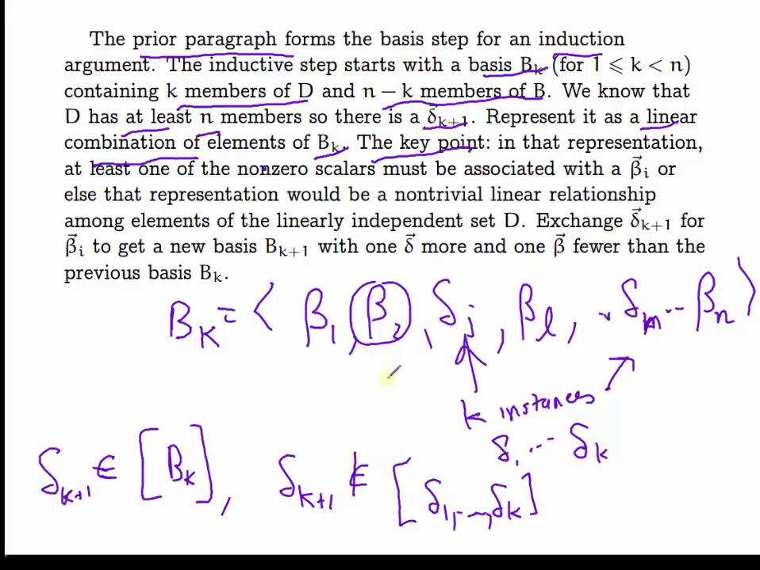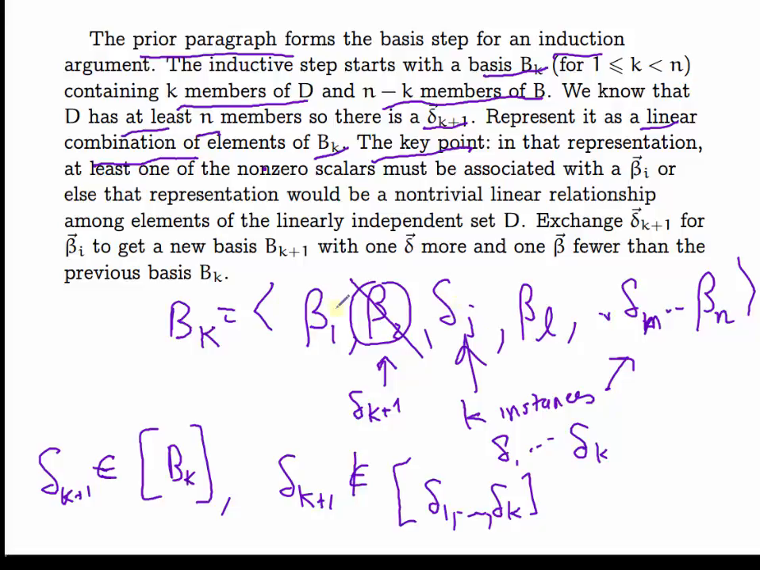As soon as I have a non-zero coefficient of one of the betas here, I can replace this beta with delta k plus 1 by the exchange lemma. So what I have now is a basis with k plus 1 deltas and one fewer of the betas. In this way, I can replace all of the betas one by one with deltas. However, I never change the number of vectors. I'm always replacing a beta with a delta. I'm never adding or subtracting to the total number of vectors.